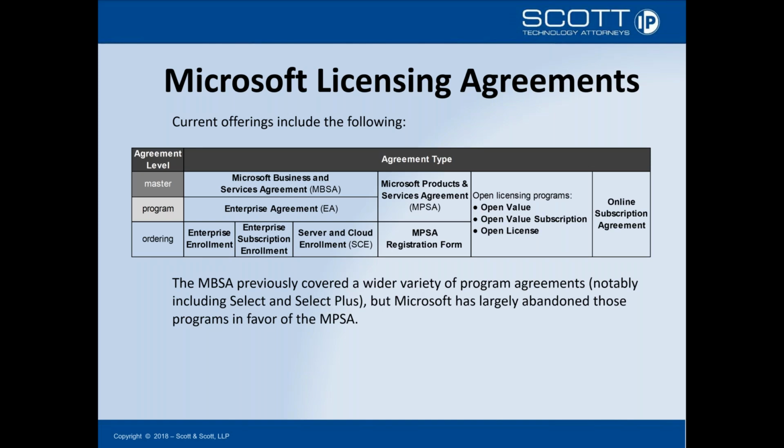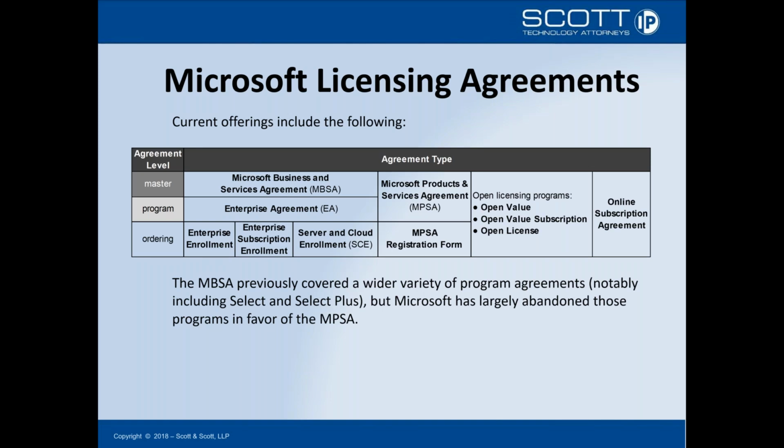If you have a master in place, then the next level is the program level. And the program level for a lot of customers will be the enterprise agreement or the EA. And again, this is the program. It's the category of license. It's the licensing scheme that you're going to be ordering under. Again, you're not going to order anything with the enterprise agreement. You're going to do that at the next level down in the ordering documents. And when you're in an EA, your ordering documents will be an enterprise enrollment.